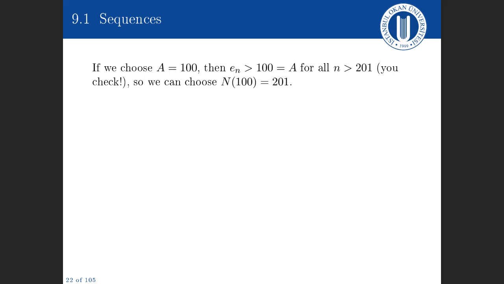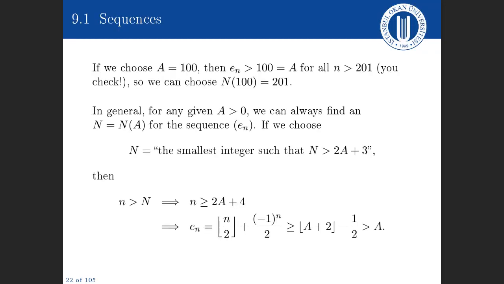Let's do a different A. Let's suppose now we have A is 100. Then I'm saying e_n is bigger than 100 for all n bigger than 201. And I leave this for you to check. That means we could choose capital N is 201. Let's do this in general. Let's suppose we have any positive number, capital A. And I'm saying we can always find a capital N for this sequence.